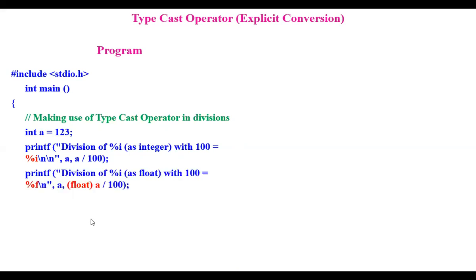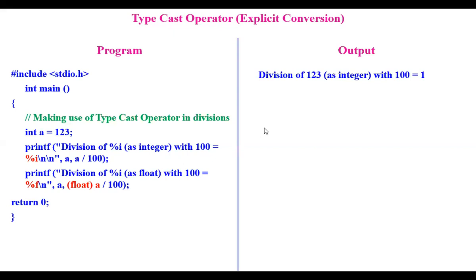And I want to do one more experiment here. I will convert this a into float. A is an integer, but I want to convert this a into float and then divide this by 100 and display it as float. Let us see what happens. Compile and execute. You get the first, the division of 123 divided by 100. We got 1. What happened? This 0.23 has gone.